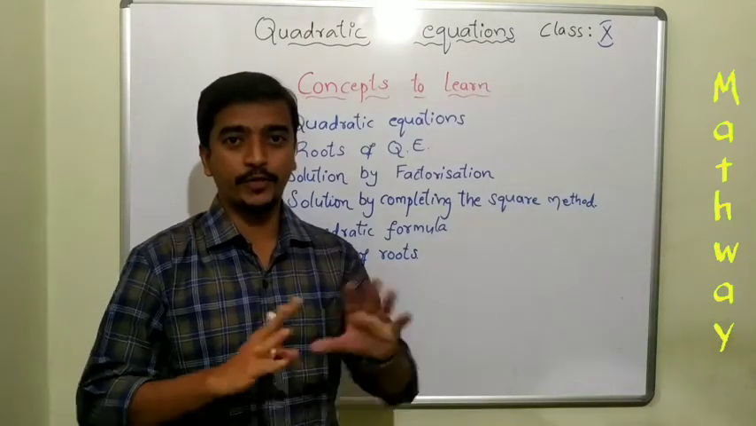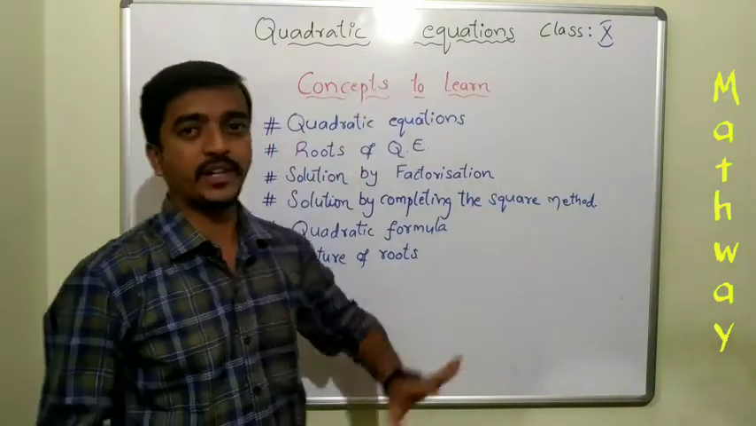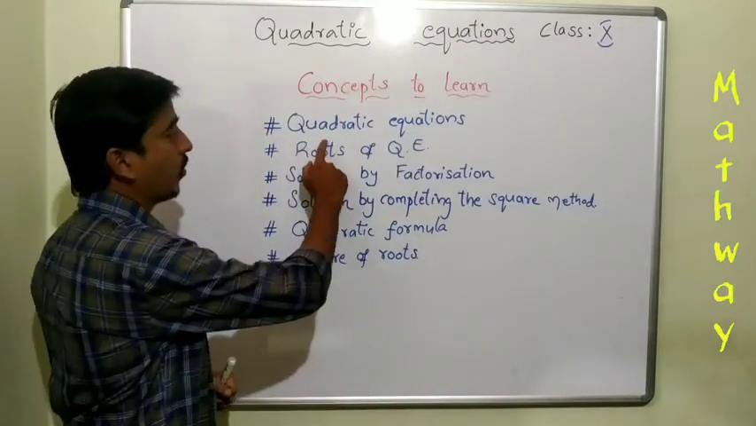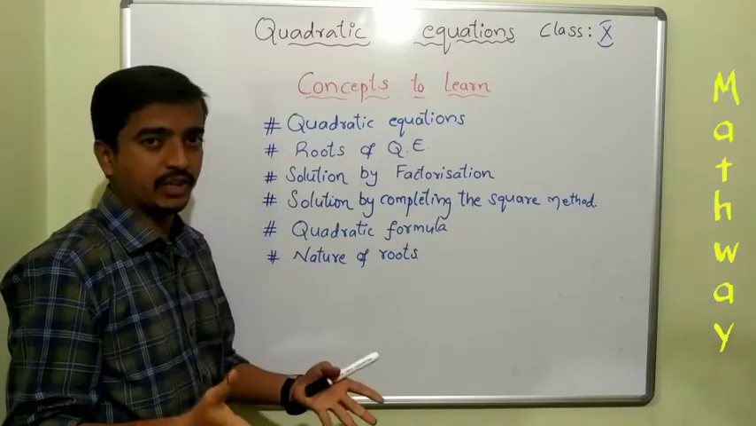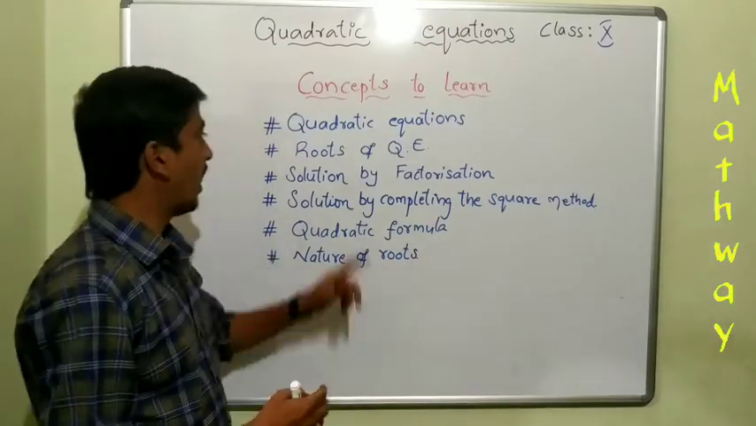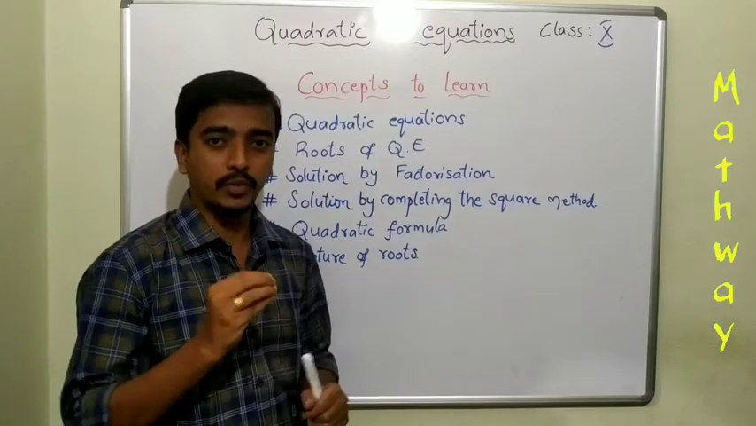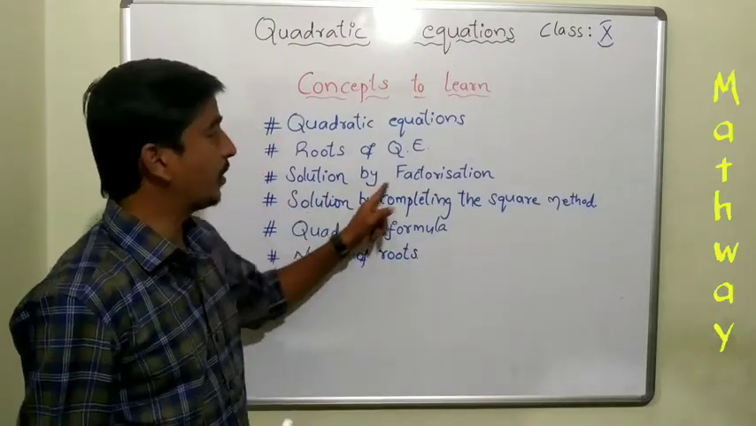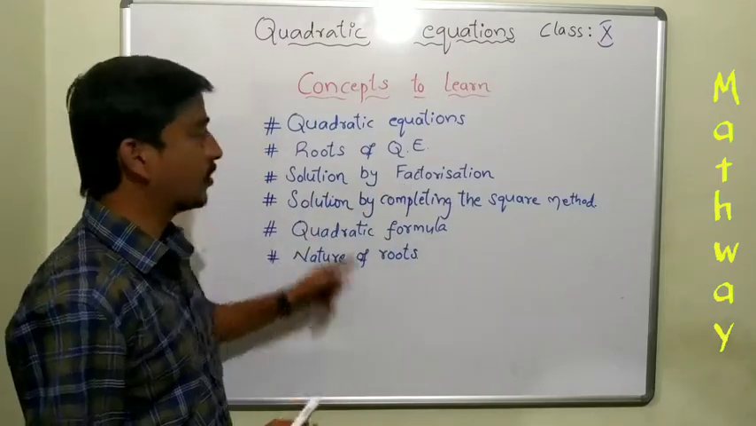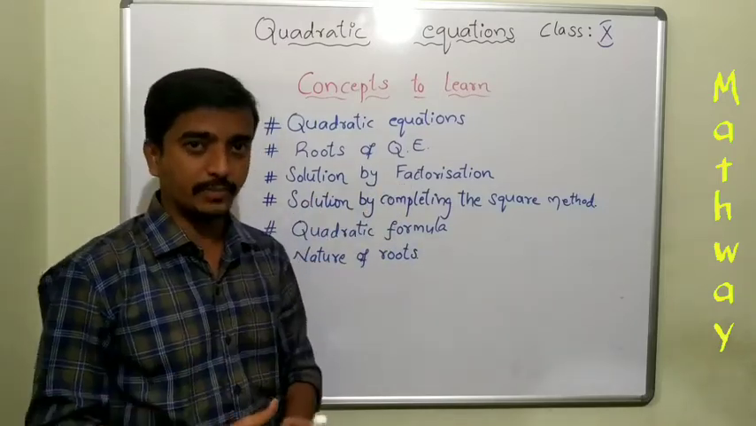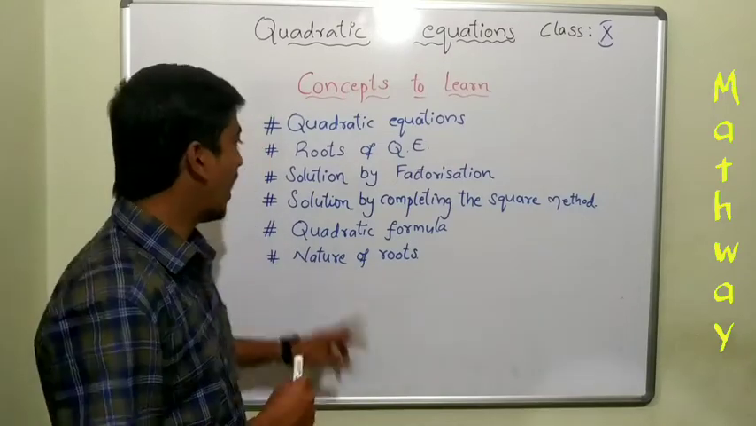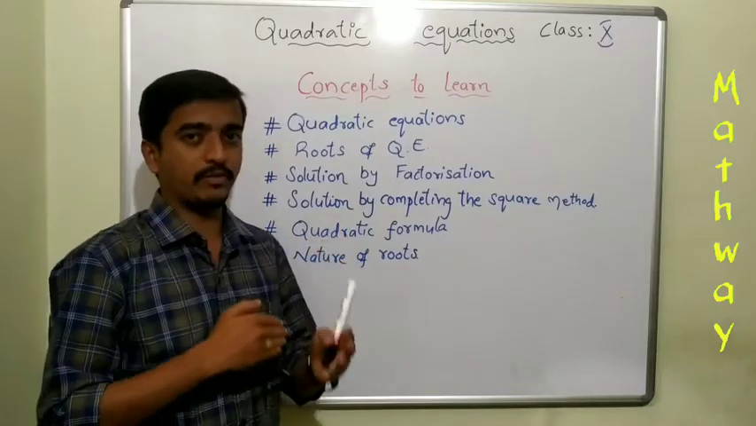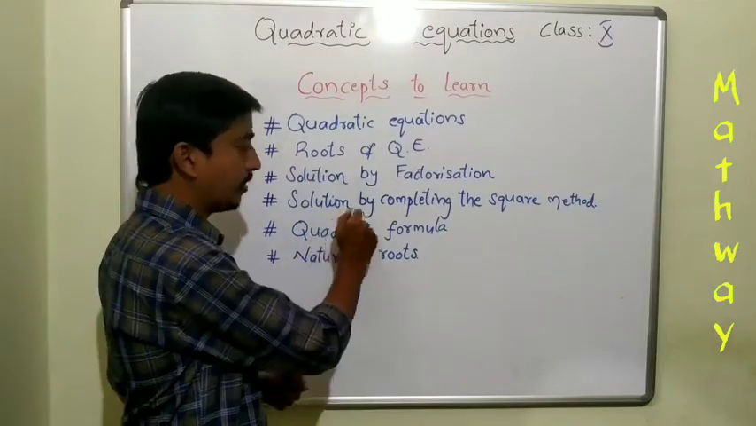Let us see the overview of this chapter. This is the 5th chapter in the 10th class. The concepts to learn in this chapter are the quadratic equation, its definition, and the roots of the quadratic equation. How to find the roots of these quadratic equations, and solution by factorization. Solution means finding the roots by the factorization method, which is the splitting the middle term method, and solution by the completing the square method. It is also one more method to find the roots for the quadratic equation.